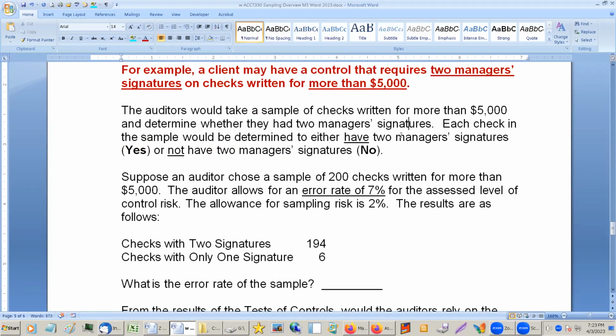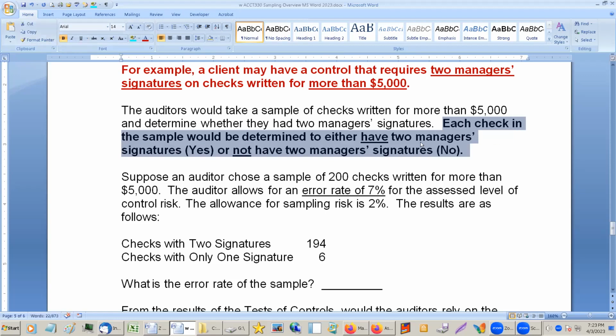Okay, so each check in the sample would be determined to either have two manager signatures, we'd say it was a yes, so they approved it by two signatures, or they didn't have two signatures, they only had one.